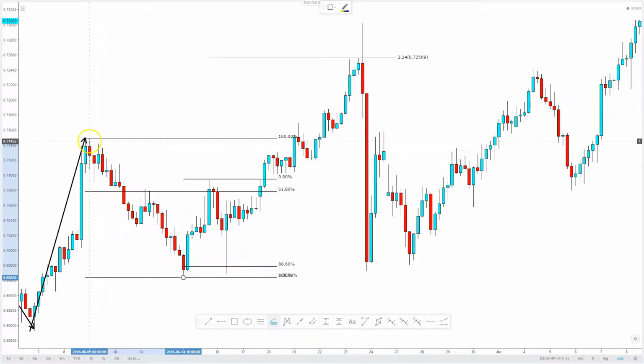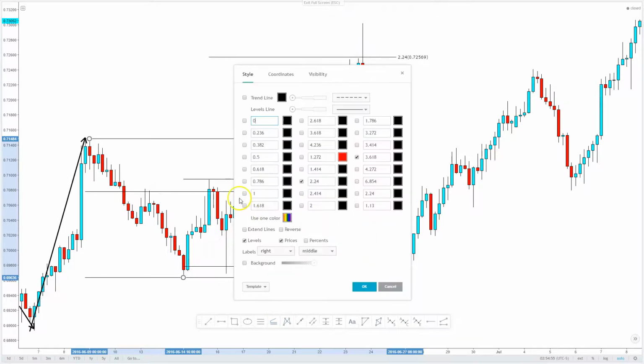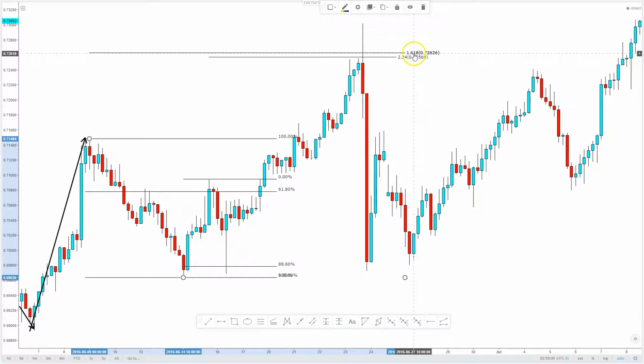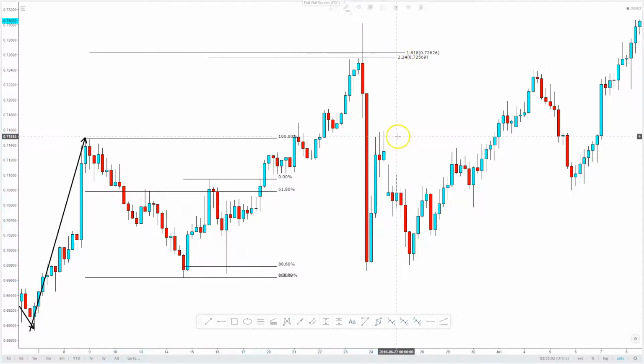A, X, back into A. Add in the 1618. Keeping the charts clean for you guys. Beautiful. 1618 lines up perfectly with the 224. Let's do our zone.